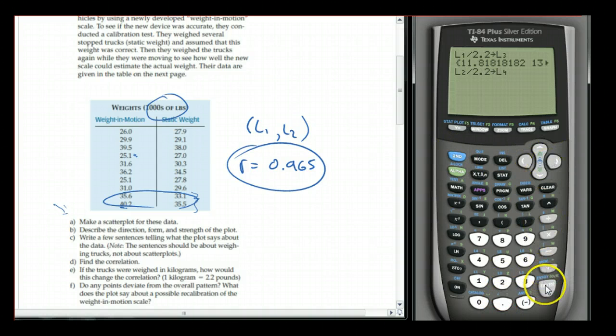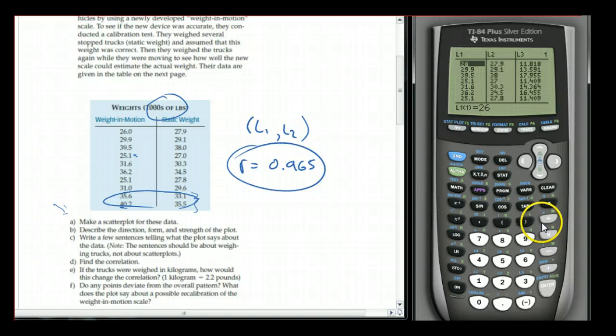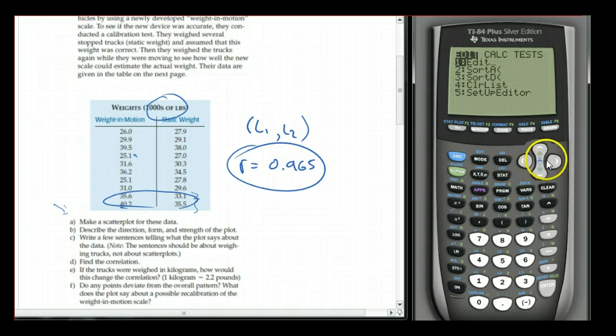Now if I look at my lists, stat, edit, you can see the weights in pounds, and then L3 is the weights in kilograms. So there's a quick little shortcut. If I did the regression line, stat, calc 8, now L3 comma L4, calculate, it should be the same. Yeah, there it is, 0.965. So changing it to kilograms doesn't do anything.